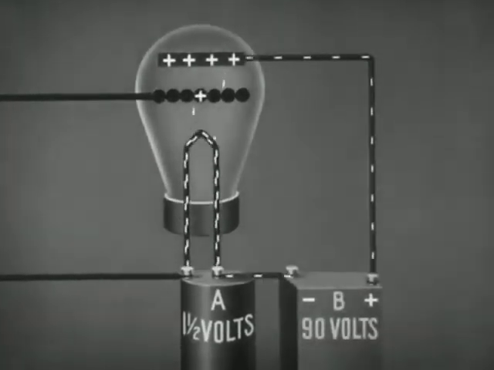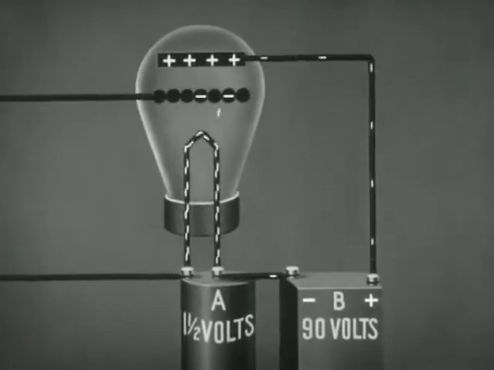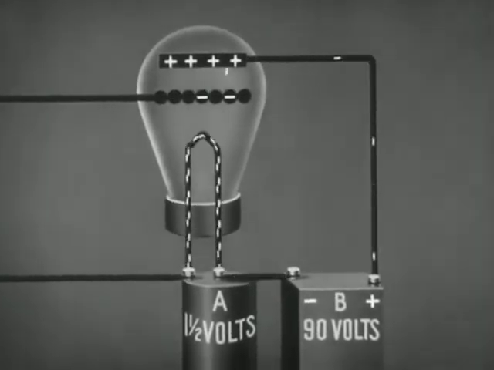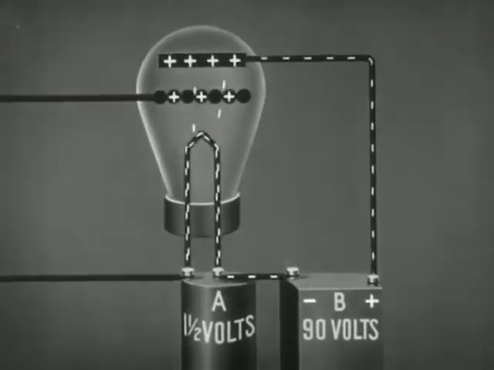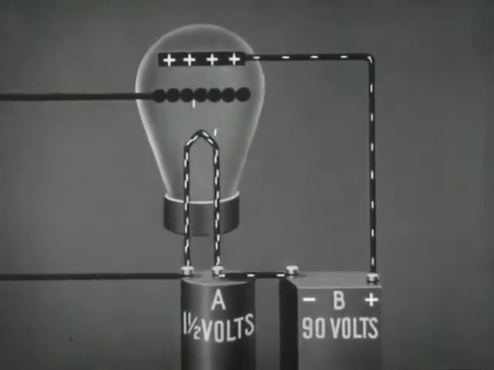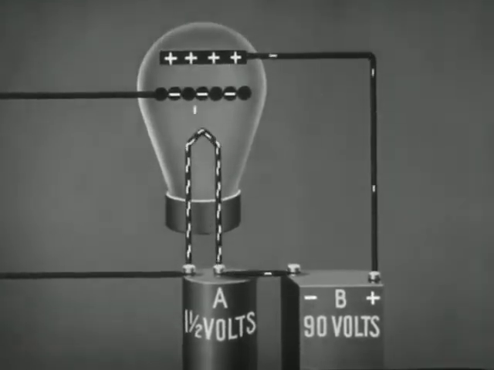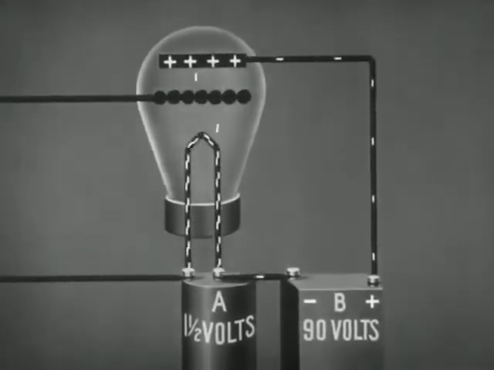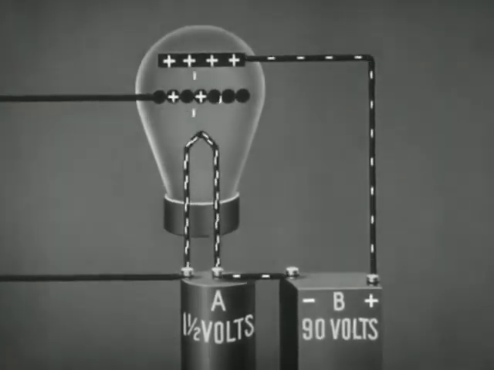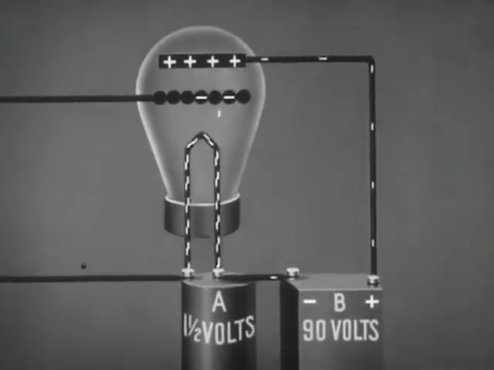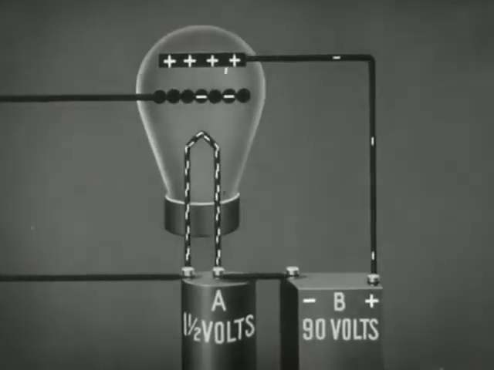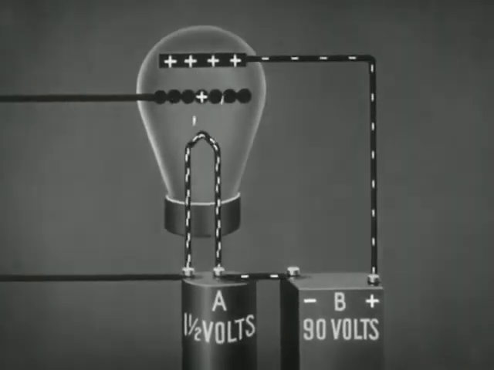We have already seen that when the grid swings more positive, more plate current flows. And when the grid swings less positive, less plate current flows. The plate current, therefore, will rise and fall at the same rate as the radio frequency current in the grid circuit. Such a current is called a pulsating direct current.